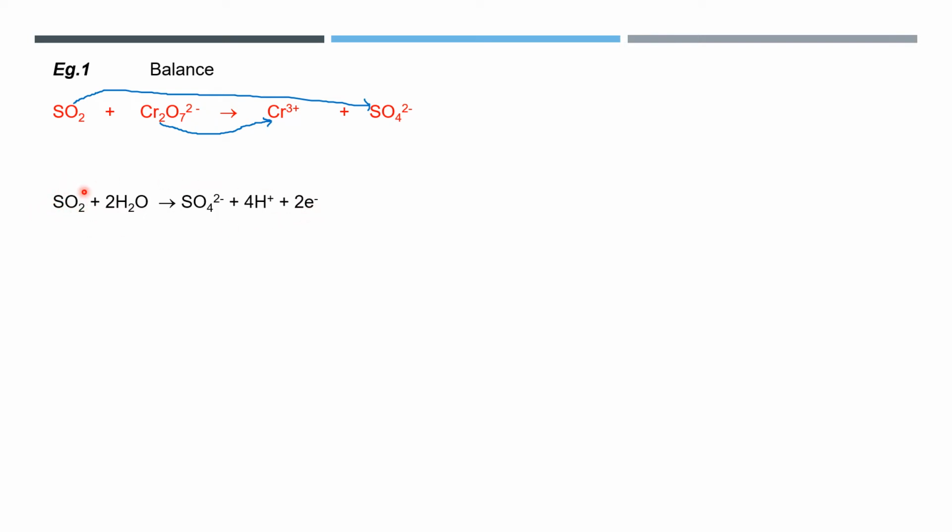Let's look at the next half equation. In this half equation, we have dichromate changing into chromic ion. Again, let's see how we balance this equation. For 2Cr, we put 2 in front here. Then we have 7 oxygens, so we put 7H2O on the product side. 7 times 2 is 14, so 14 hydrogens, and we put 14H+ here.